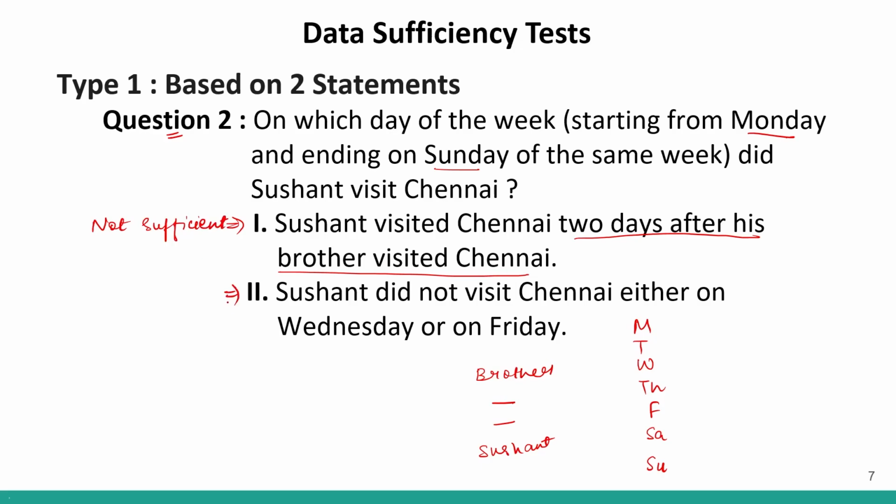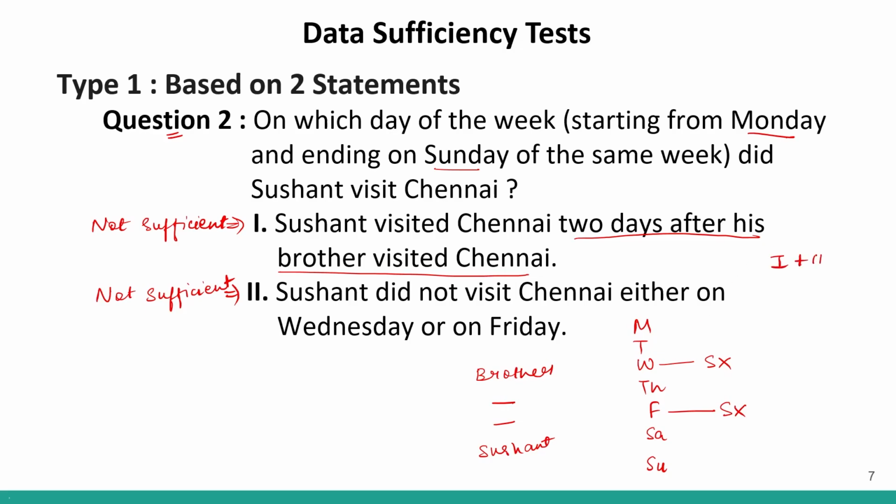Let us look at statement 2. Statement 2 says Sushant did not visit Chennai either on Wednesday or on Friday. So it says that Sushant did not visit on Wednesday, nor did he visit on Friday. This is the information that statement 2 gives us. This alone is also not sufficient to answer on which day of the week he visited Chennai. So now I will look at statements 1 and 2 together.